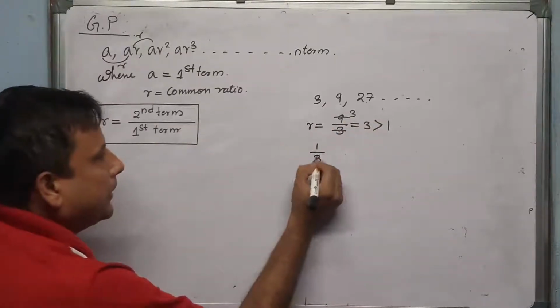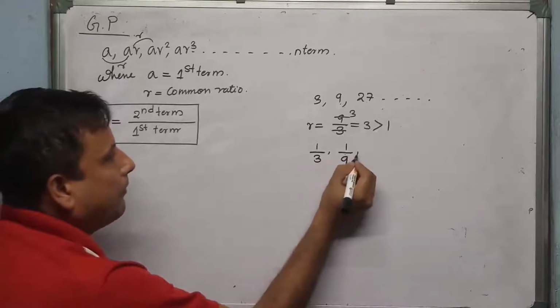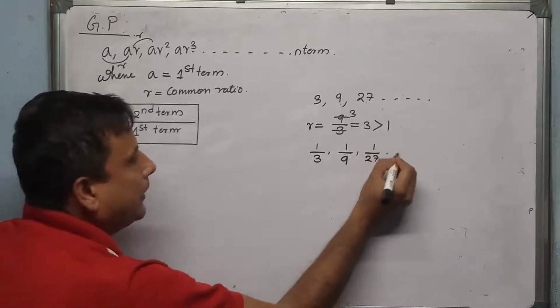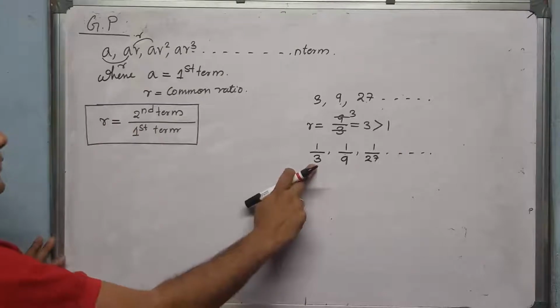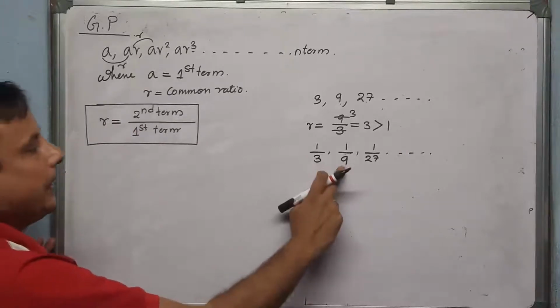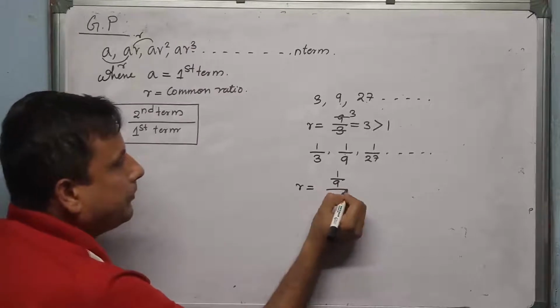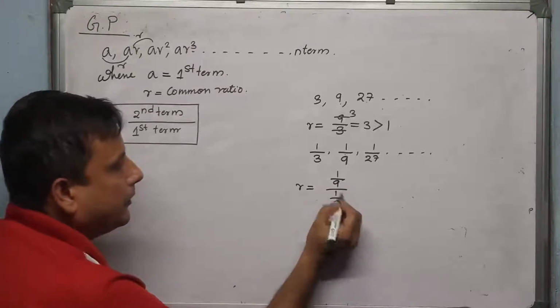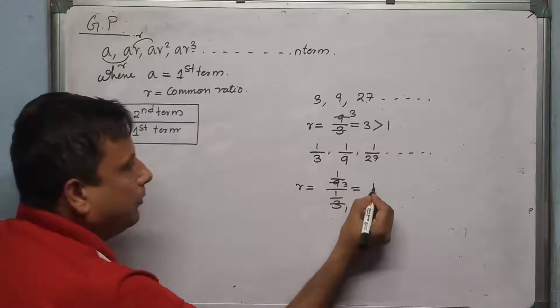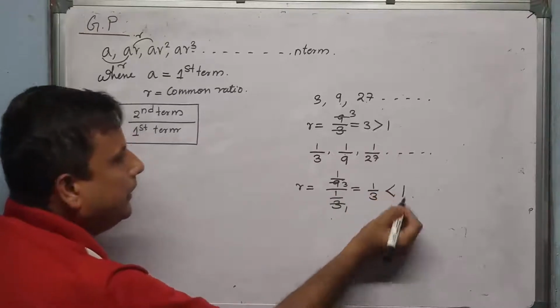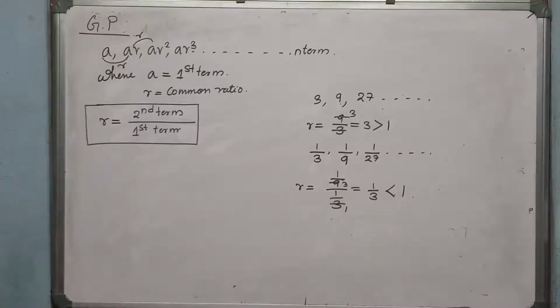Suppose this kind of series, 1 by 3, 1 by 9, 1 by 27, and so on. In this case, the first term is 1 by 3 and the second term is 1 by 9. Then what will be the common ratio? We will get 1 over 3, which is less than 1. That means the common ratio is either greater than 1 or less than 1. It can never be equal to 1.